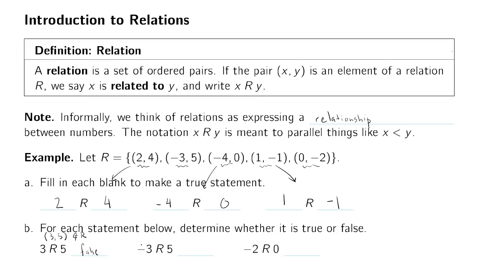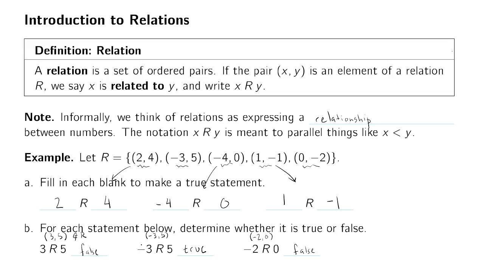-3R5 corresponds to the pair (-3, 5). And we see that that is in R. So that statement is true. -2R0 corresponds to the pair (-2, 0). Now (0, -2) is in R, but the order matters. So -2 is not related to 0. Again, this statement is false.